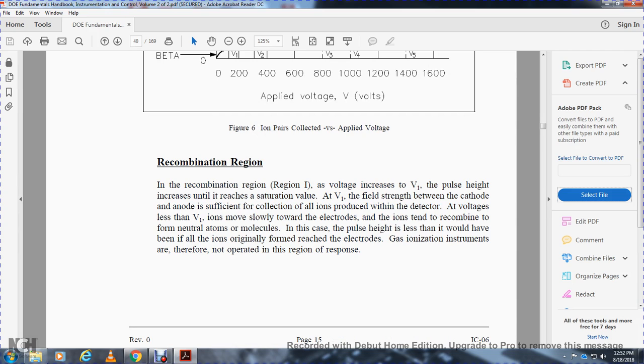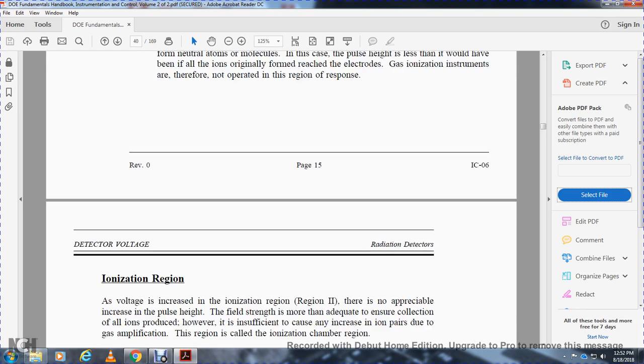All voltages left within region 1, ions must be slowly drawn toward the electrode, or they recombine with the neutral atoms of the nucleus or neutral atoms in the molecule. In case the pulse height is left, it would be lower than originally formed by the time it reaches the electrode. The ionization instruments are therefore not operating in the region of response.